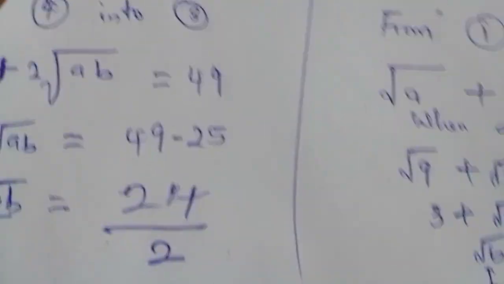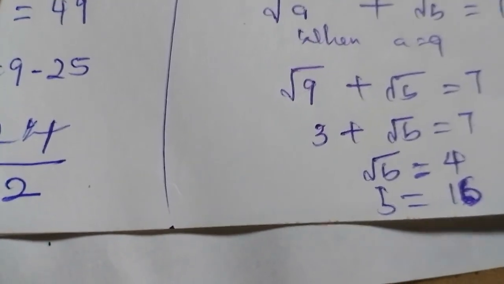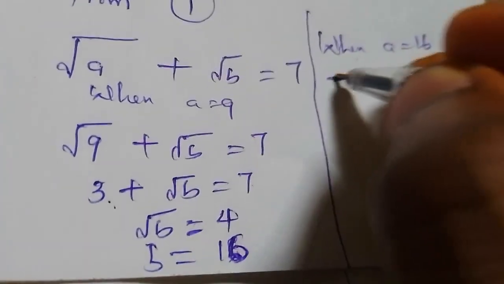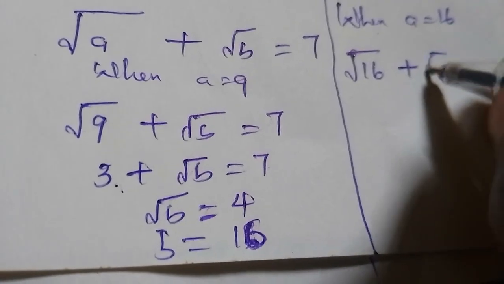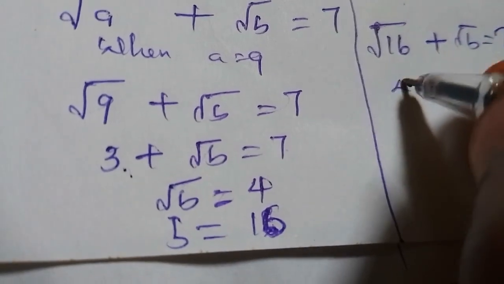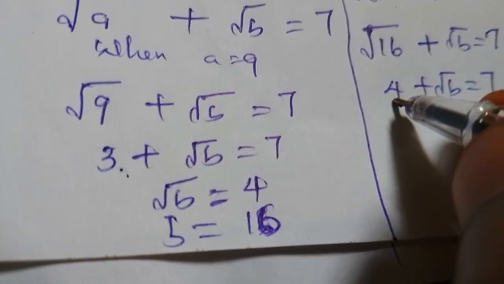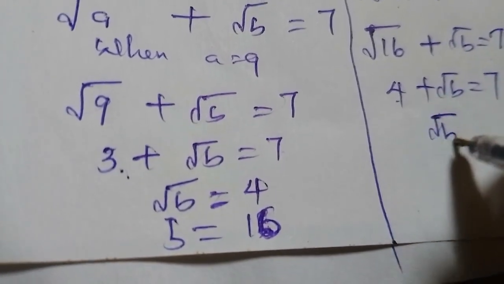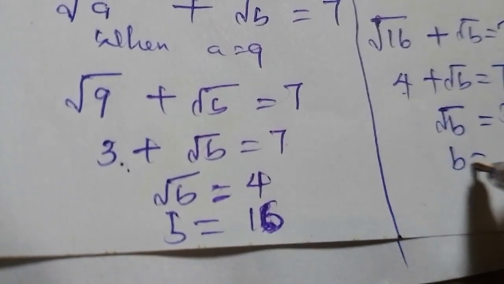This is the first value. The second value is when A equals 16, we do the same thing. That will be square root of 16 plus square root of B equals 7. Square root of 16 is 4 plus root B equals 7. Taking 4 to the other side means I'm having 7 minus 4, which will be 3. Squaring both sides will make B equal to 9.